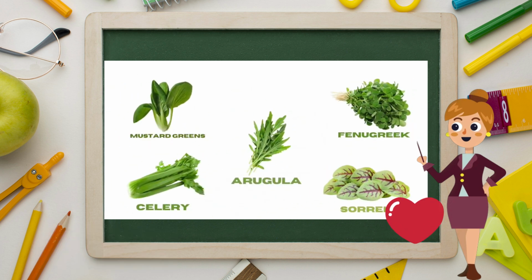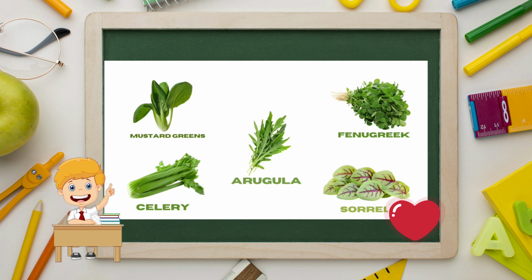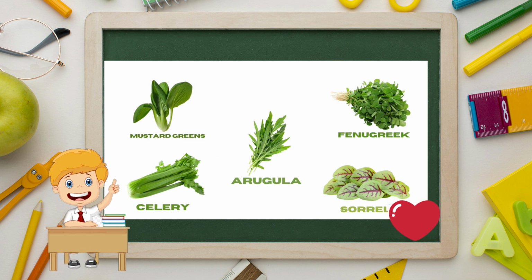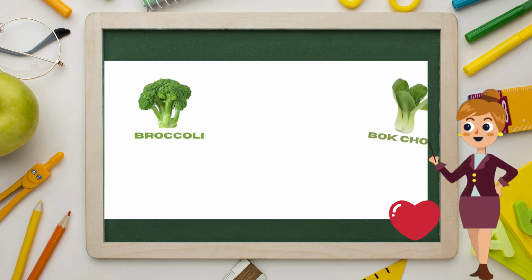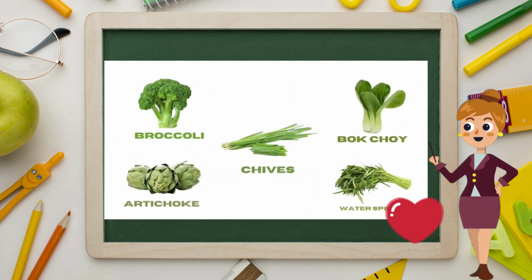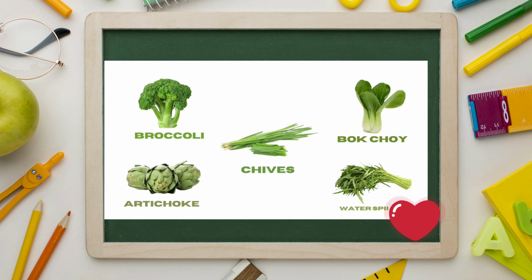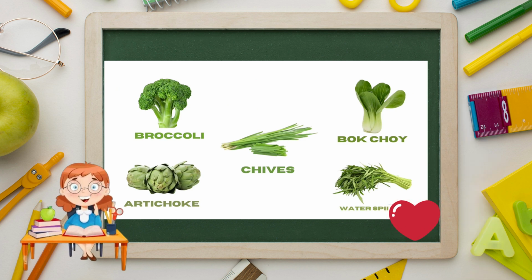Mustard greens, arugula, fenugreek, celery, sorrel. Broccoli, chives, bok choy, artichoke, water spinach.